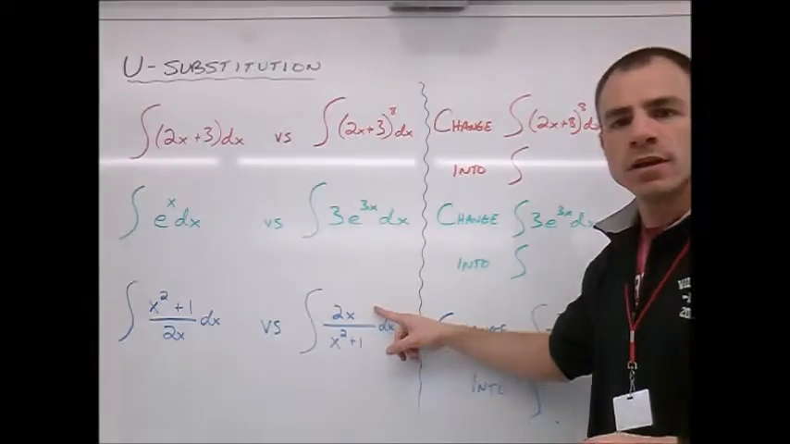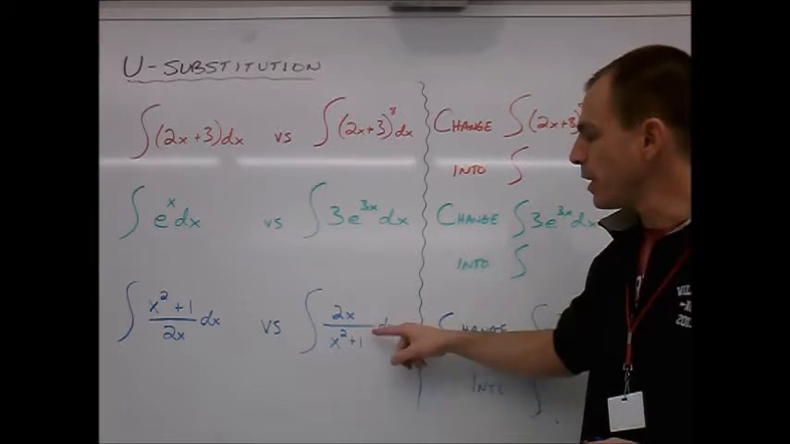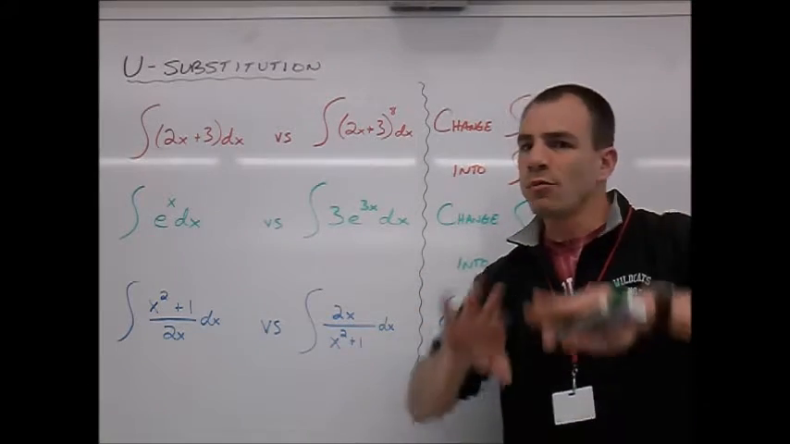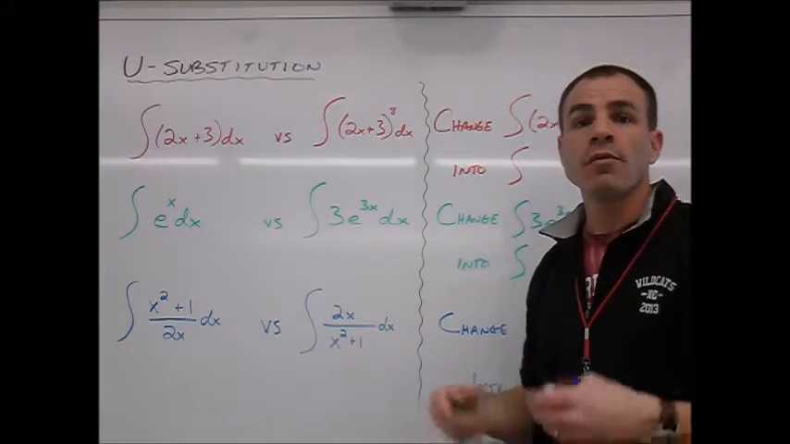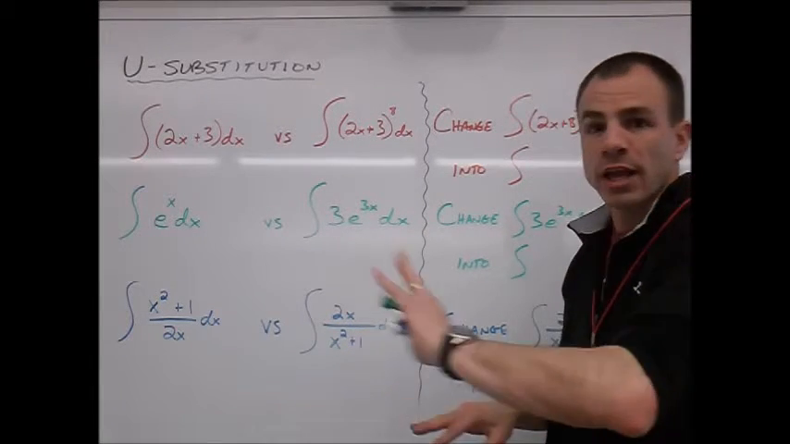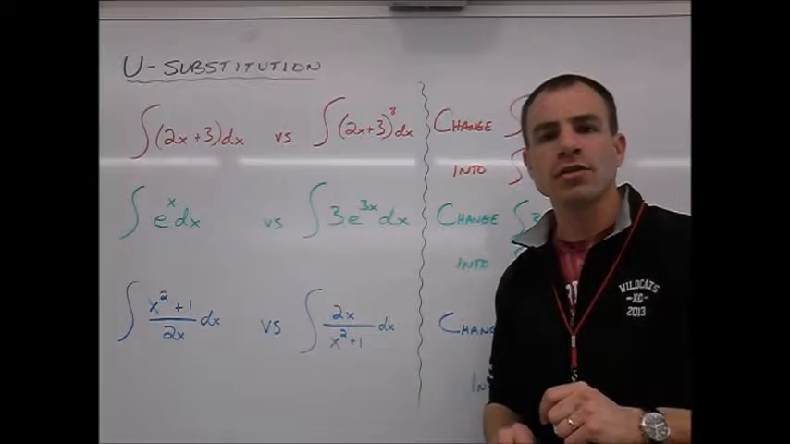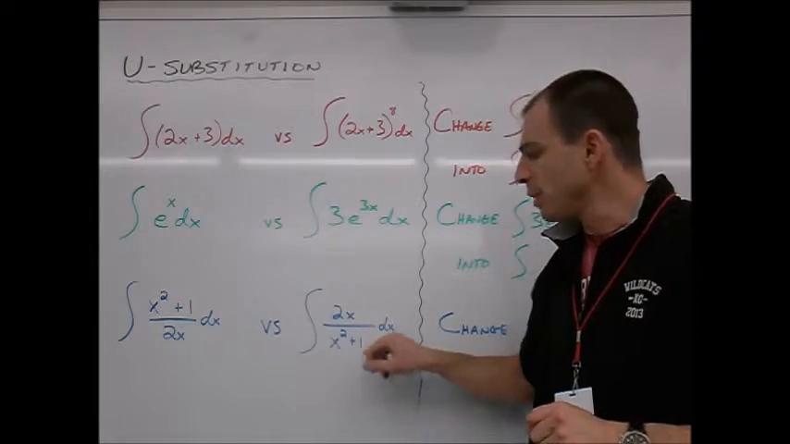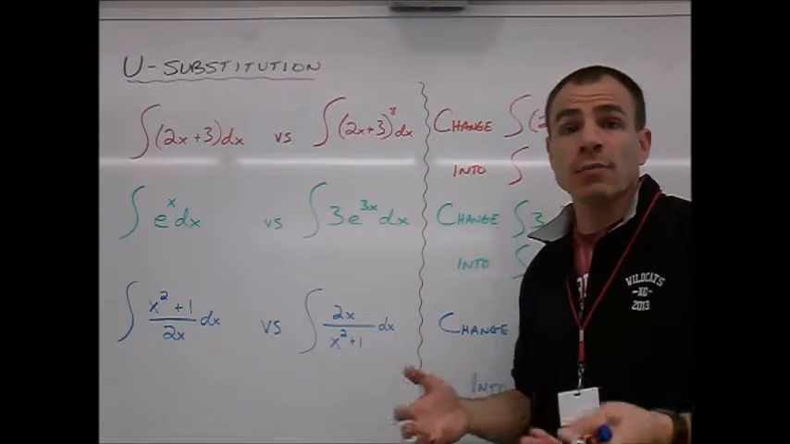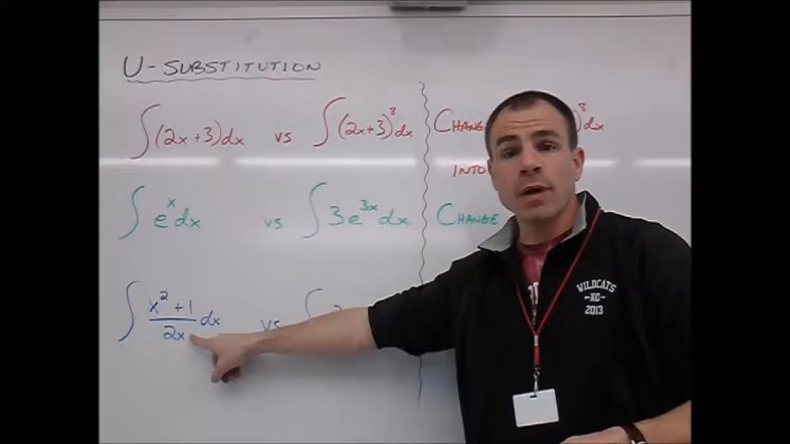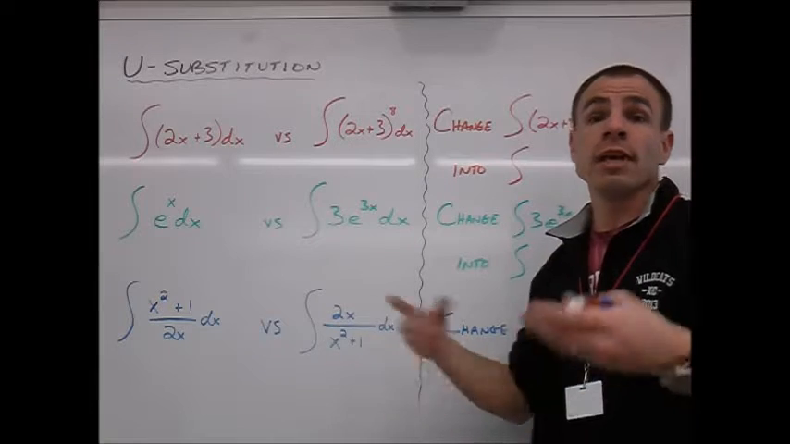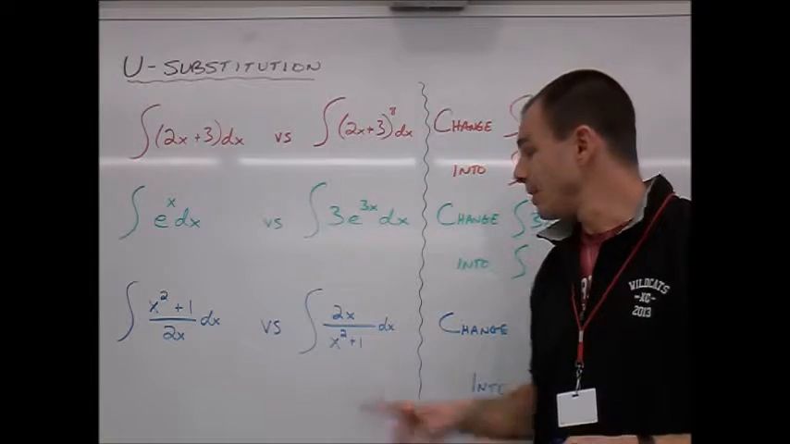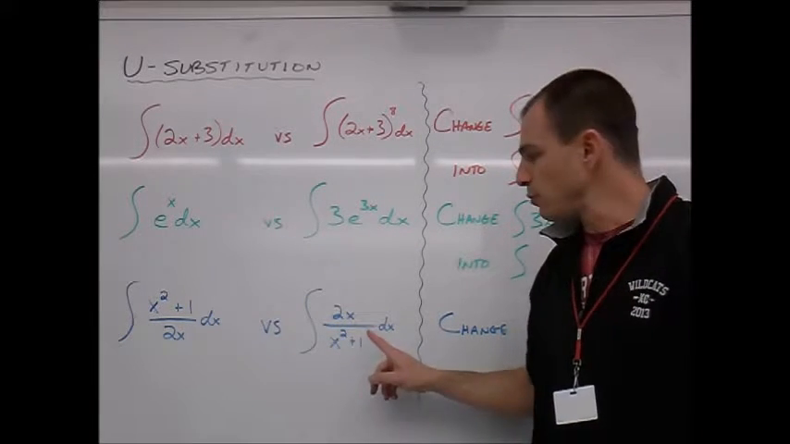Well, what if it's the reciprocal? What if we have 2x over (x squared plus 1)? We cannot split this up. We don't have a monomial in the denominator, we have a binomial in the denominator. We're not allowed to put x squared in the bottom of one expression and 1 in the denominator of the other. We can't do that mathematically. We can split it up if there's a monomial in the denominator. We cannot split it up if it's a binomial or any polynomial other than a monomial in the denominator. How do we handle this?